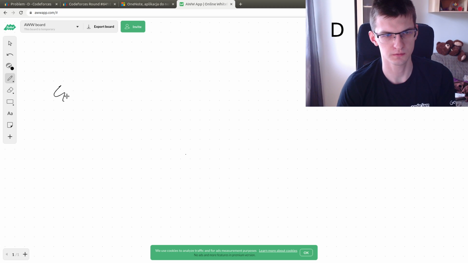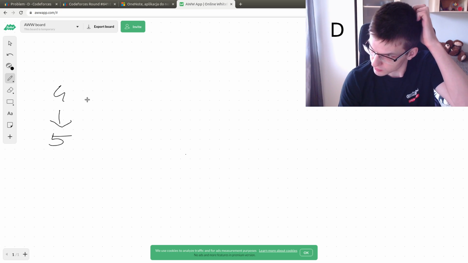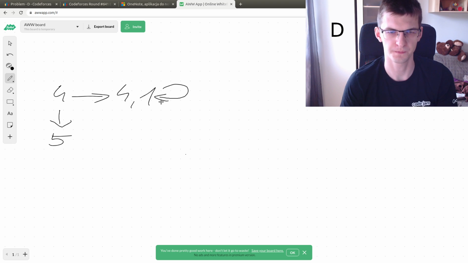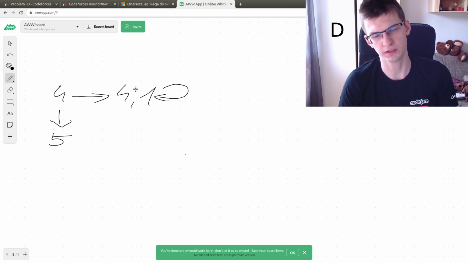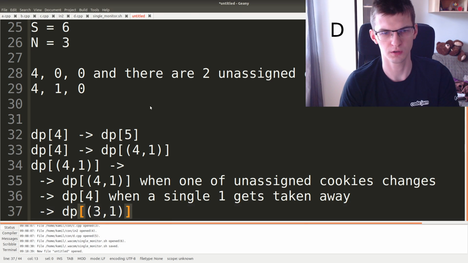There are 4. From 4 we can get to 5. From 4 we can get to 4,1, right? From 4,1 we can get to itself when an unassigned cookie is changed. Or we can get back into 4. Or we can get into 3,1.